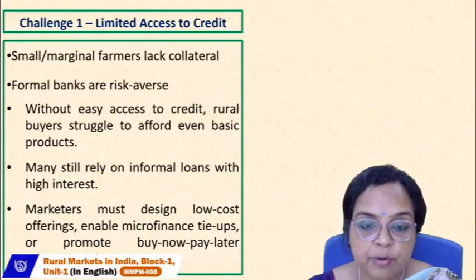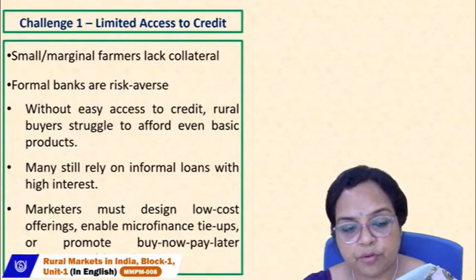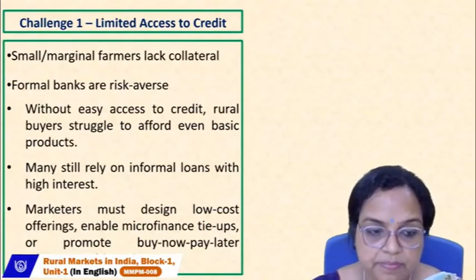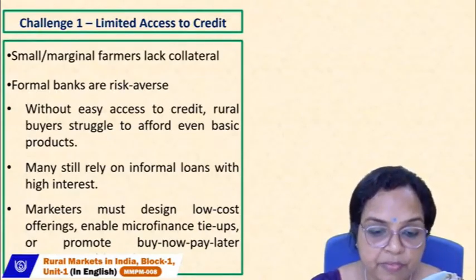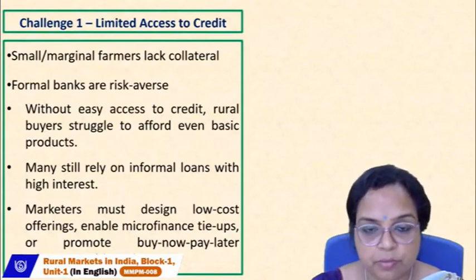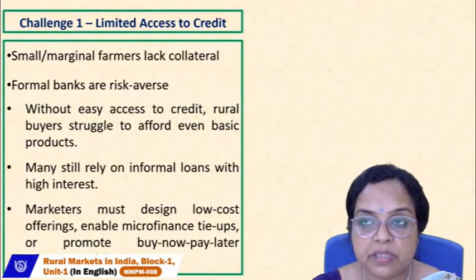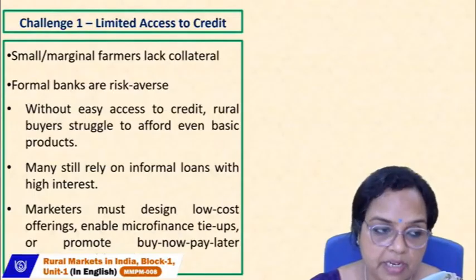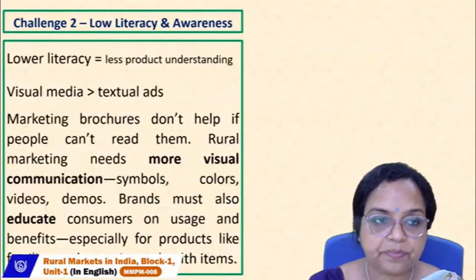Many still rely on informal loans with high interest, be it a sahukar or a self-help group loan. Marketers must design keeping this in mind, because they don't have easy access to any credit or lending system. Marketers must design low-cost offerings. They need to enable microfinance tie-ups for their product selling volumes, or promote buy now pay later schemes to drive adoption. These are simple strategies a marketer can adopt to sell their product in the rural belt, because the first challenge is that they have limited access to credit.